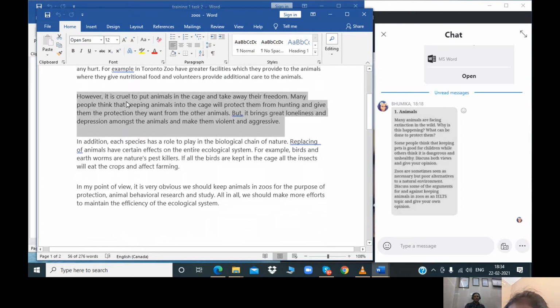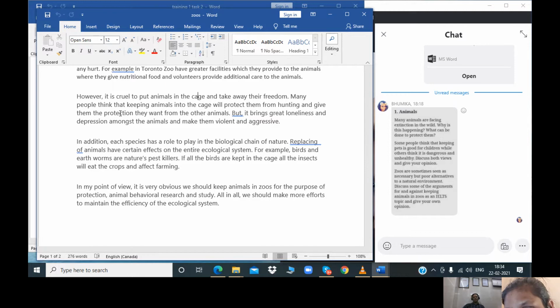However, it is cruel to put animals in the cage and take away their freedom. Many people think that keeping animals in the cage will protect them from hunting and give them the protection they want from the other animals. But it brings great loneliness and depression amongst the animals and makes them violent and aggressive.